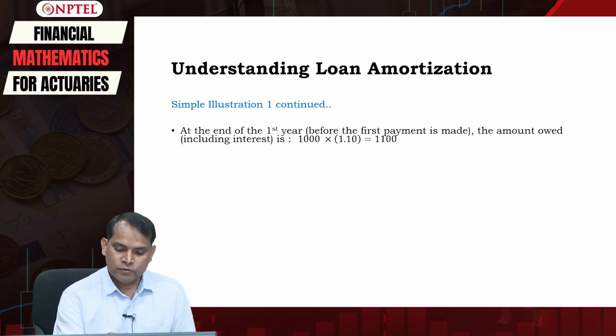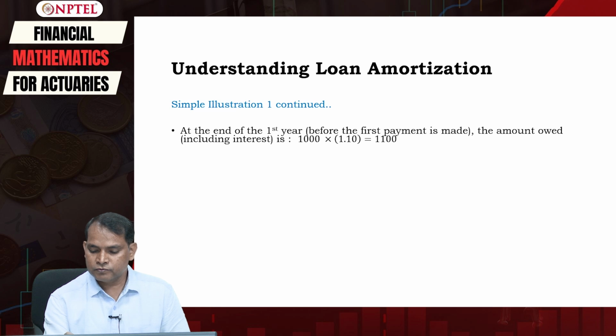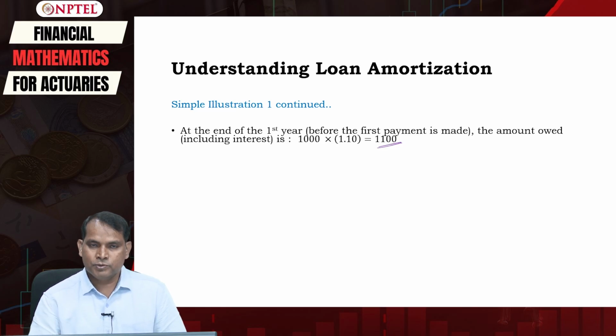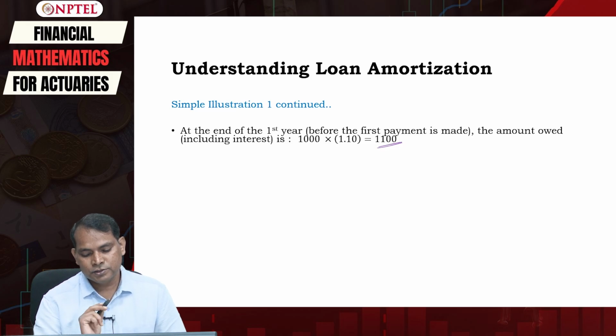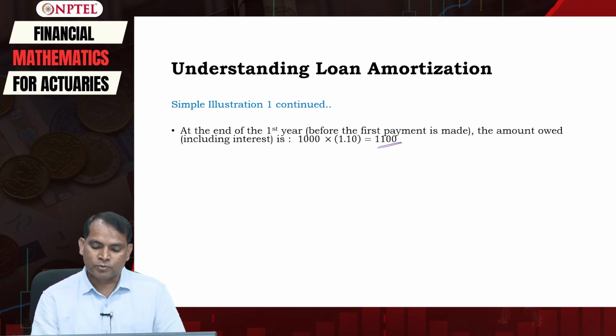So, at the end of the first year, that is before the first payment is made, the amount owed including the interest rate is the 1000 multiplied by 1 plus the interest rate, that is 1.10, which amounts to 1100. That means after 1 year, if you want to repay the loan, then the interest amount you have to pay is 100 rupees, totaling your loan amount to be 1100 rupees.